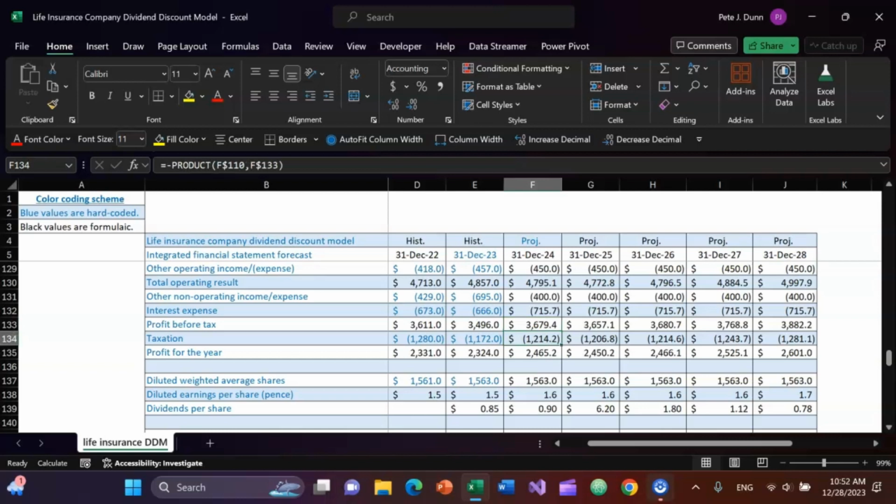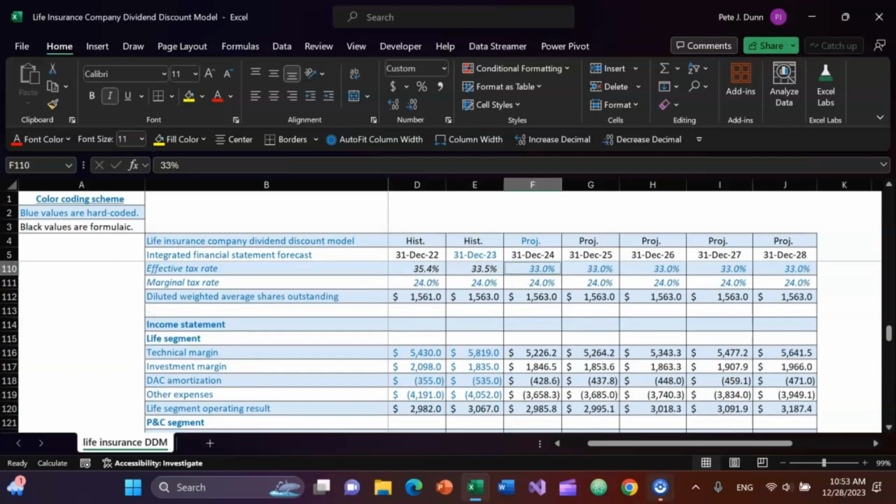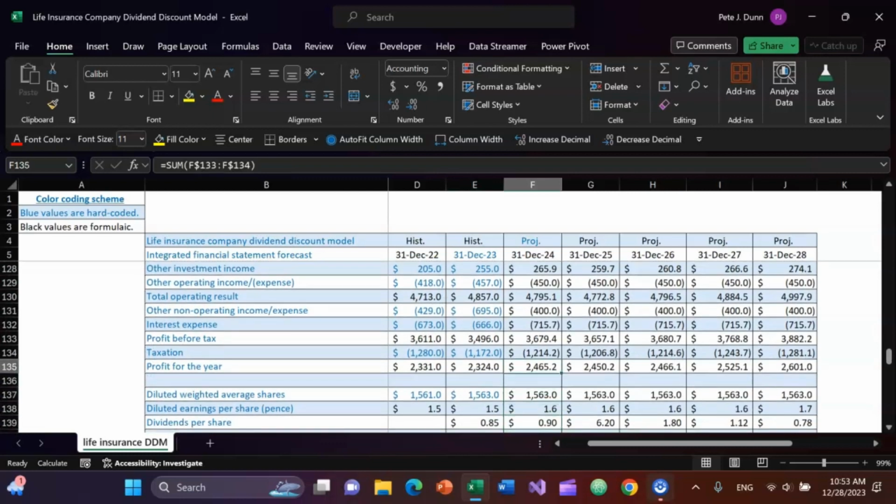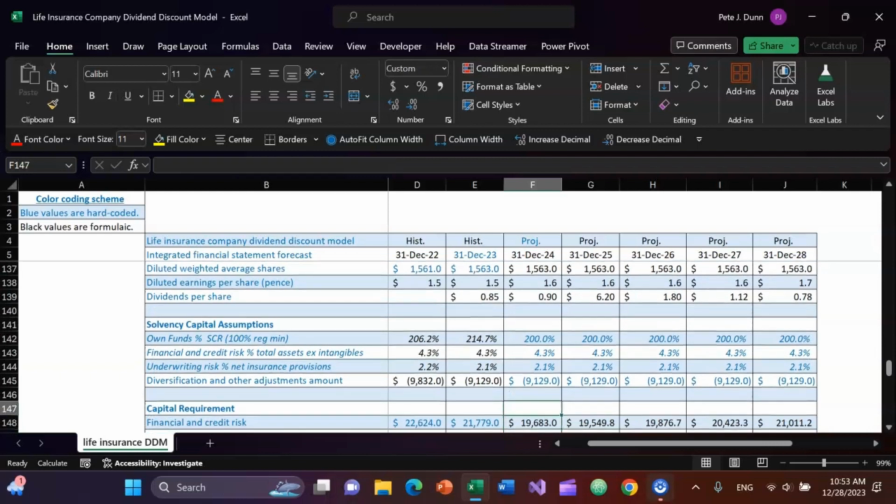Then you have your taxes, which is that pre-tax income times the tax assumption. You use the effective tax rate of 33%, and that gets you to net income. Then we have diluted weighted average shares. Remember, those just reference row 137. So that's just E as in Echo 137. That's how I get those.